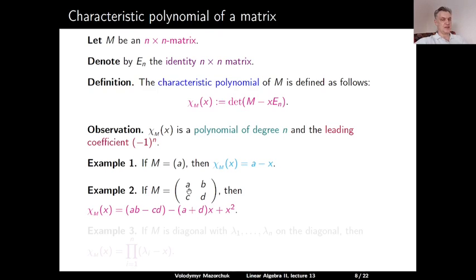So a plus d is the trace of this matrix, and ad minus bc is the determinant of this matrix. Example 3. If M is a diagonal matrix with lambda 1 and so on up to lambda n on the diagonal, then the characteristic polynomial of this matrix is the product of the linear factors lambda i minus x.